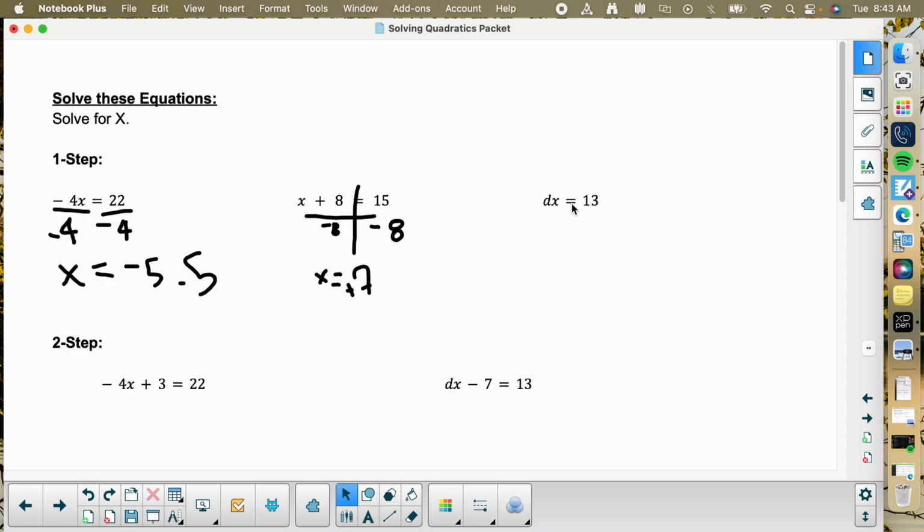I don't know if you want to come up here for this one or not. So this one says d times x equals 13. If we're trying to get rid of the d, how would we cancel it out? What would be the opposite of it? Division. So we would divide both sides by whatever number that stands for. No, that's perfect. So the answer would be 13 divided by d.